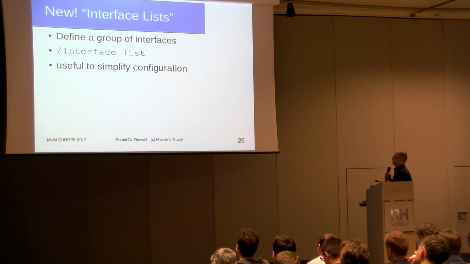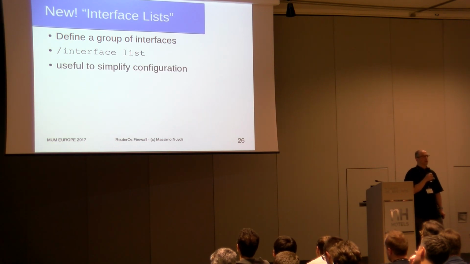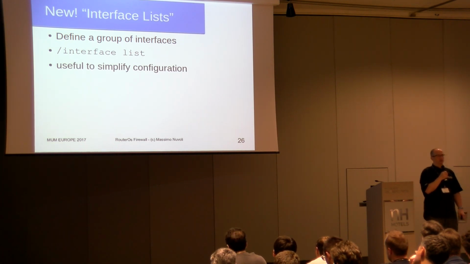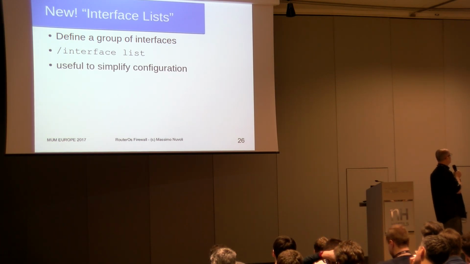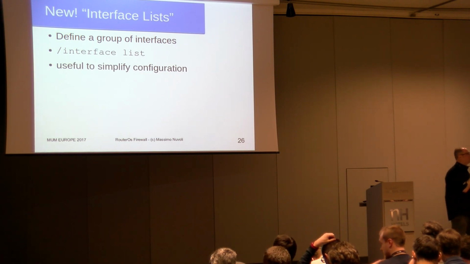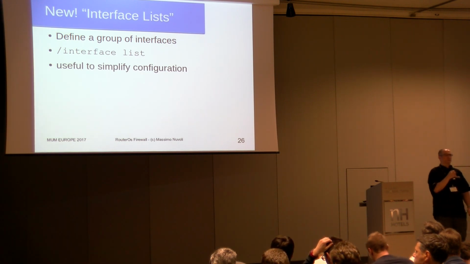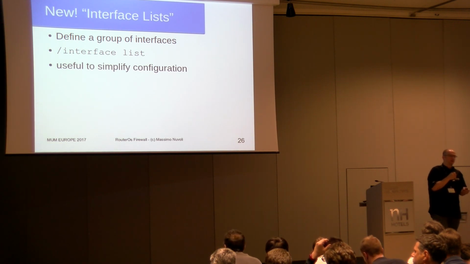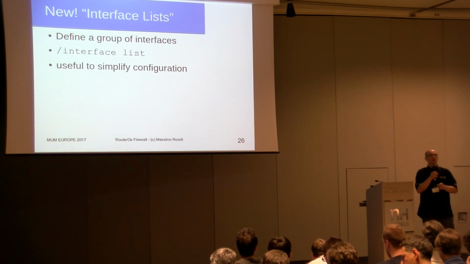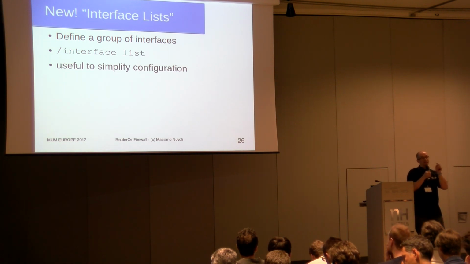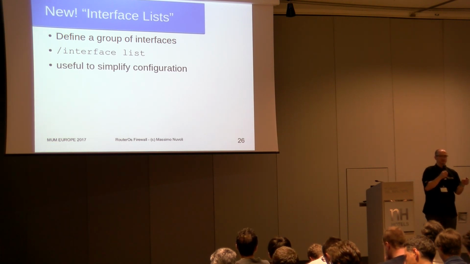Interface lists is a new feature. It was added to try to do some object hiding in the RouterOS firewall and also in other parts of RouterOS. It's very useful to simplify configuration, because you can define a group of interfaces, not only one interface, and use the group in the configuration. So you never need to put a physical interface name in the configuration of the firewall. You can use interface lists.